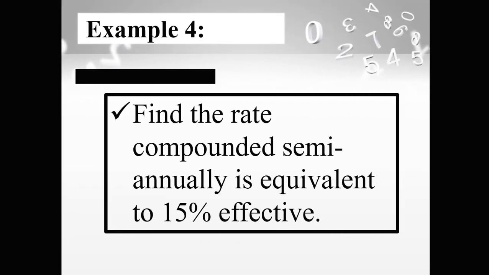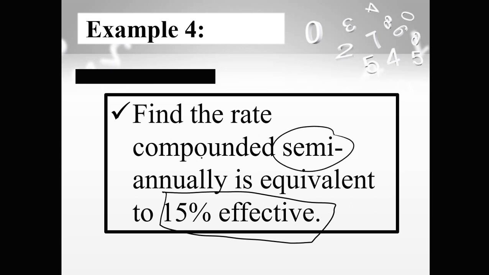Last example for the rate. We have find the rate compounded semi-annually is equivalent to 15% effective. Ayun yung word ng 15% effective. So, since given sa effective po, which is 15%, matik po ang hinahanap natin ay sino? Si nominal. Okay? Si nominal ang hinahanap. And then, we have here, compounded semi-annually. Semi-annually po, your M will be equal to 2.